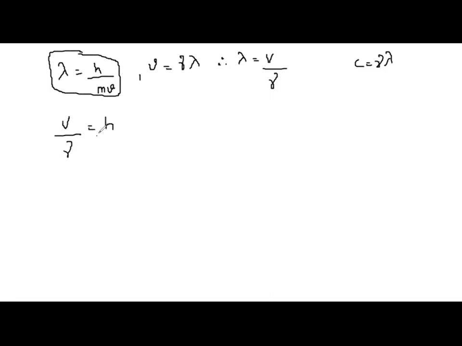And what is v equal to? We know that c is equal to nu into lambda. Here, c is speed of light, but I can take it as v. So v is equal to nu into lambda, correct? Therefore lambda is equal to v by nu. Can I substitute it here? So v by nu is equal to h by mv.